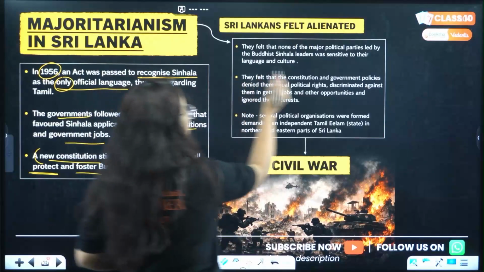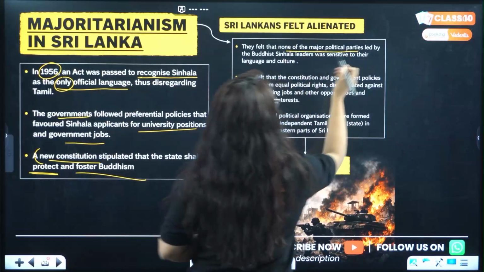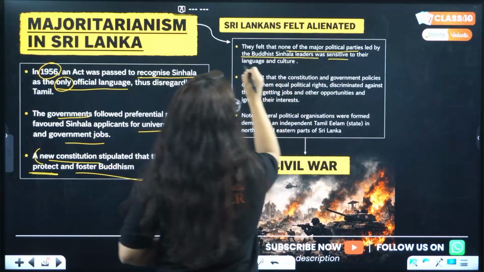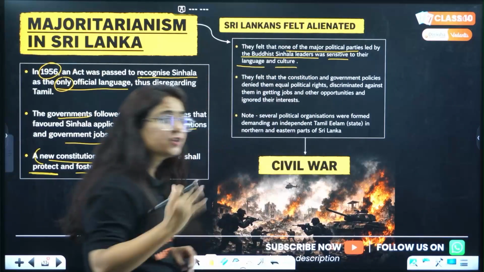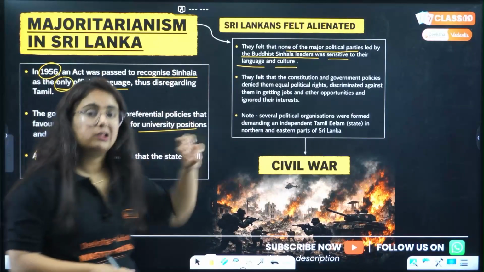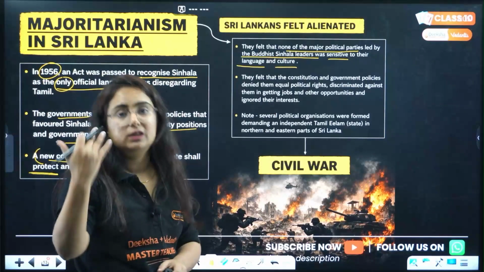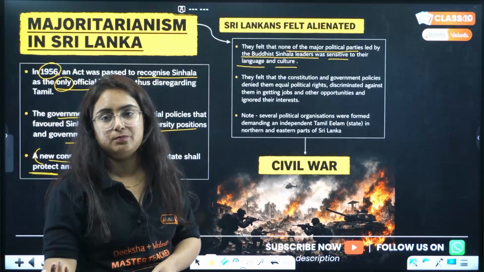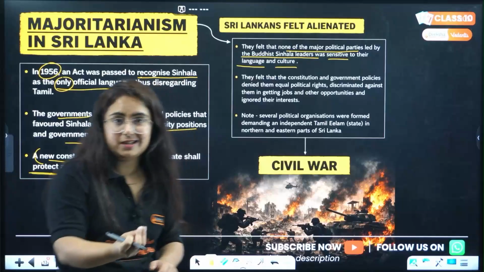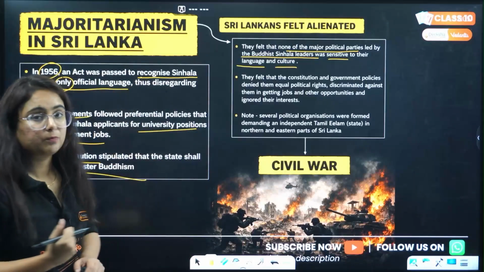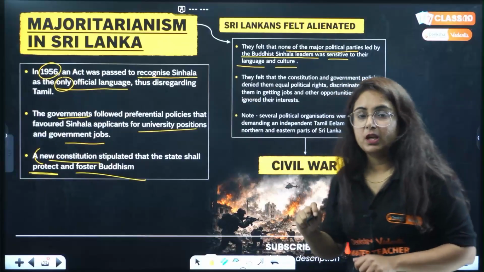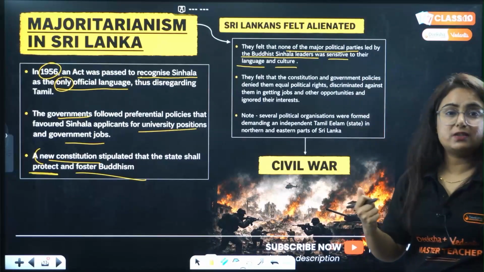So they felt that none of the major political parties, led by the Buddhist Sinhala leaders, were sensitive to their language and culture. Actually, we can see by these points, no one was actually sensitive to the Tamil language, their culture, their religion, etc. So what will happen? Because of these policies, because of this constitution, rights were disregarded to them. Constitutional rights were disregarded to them.